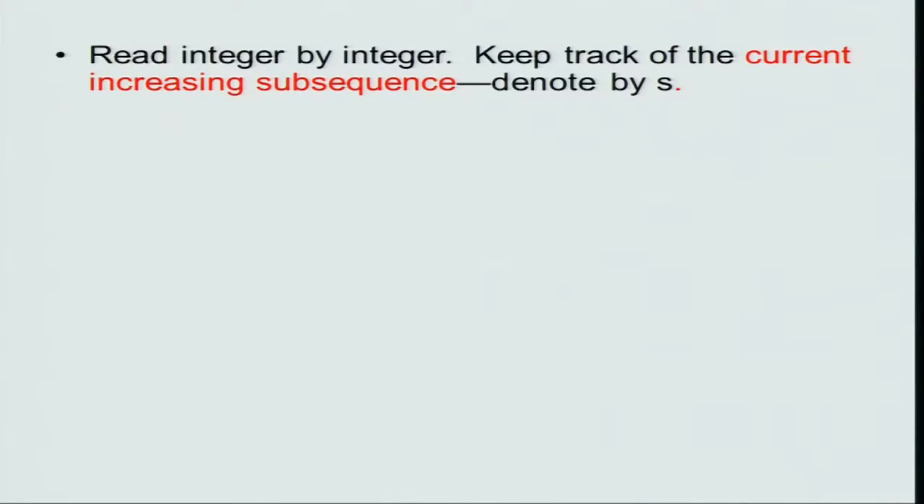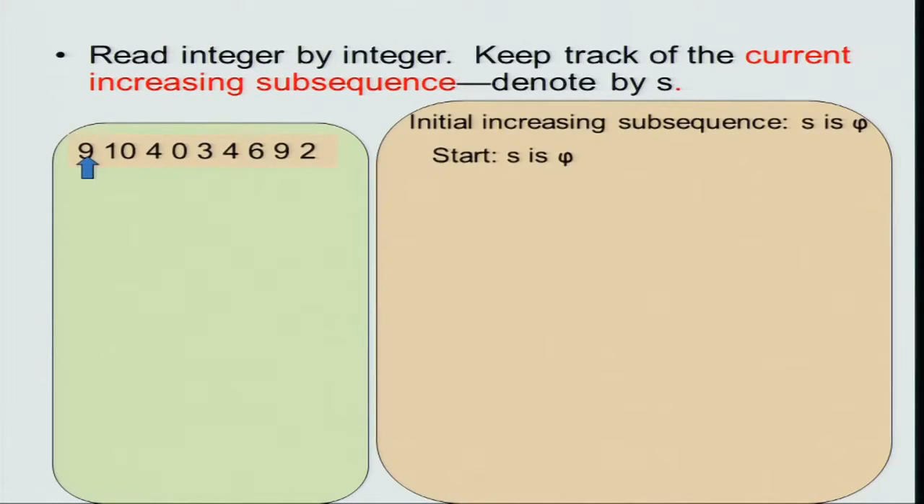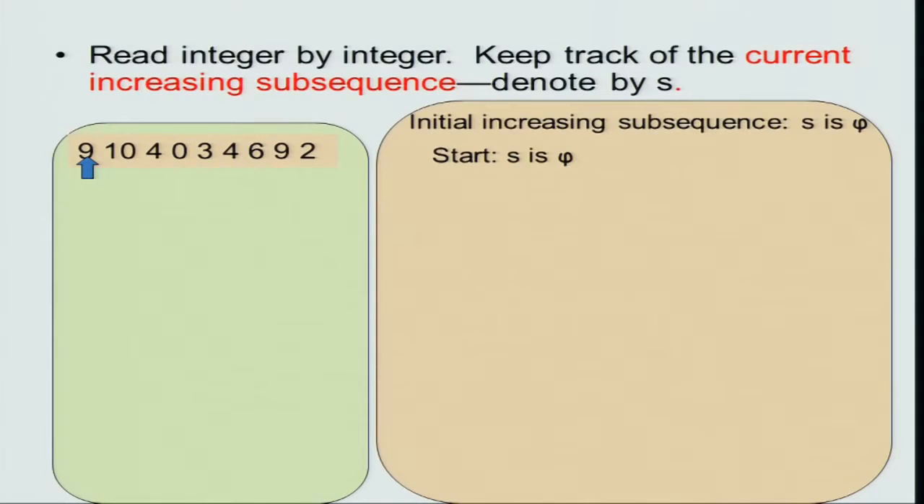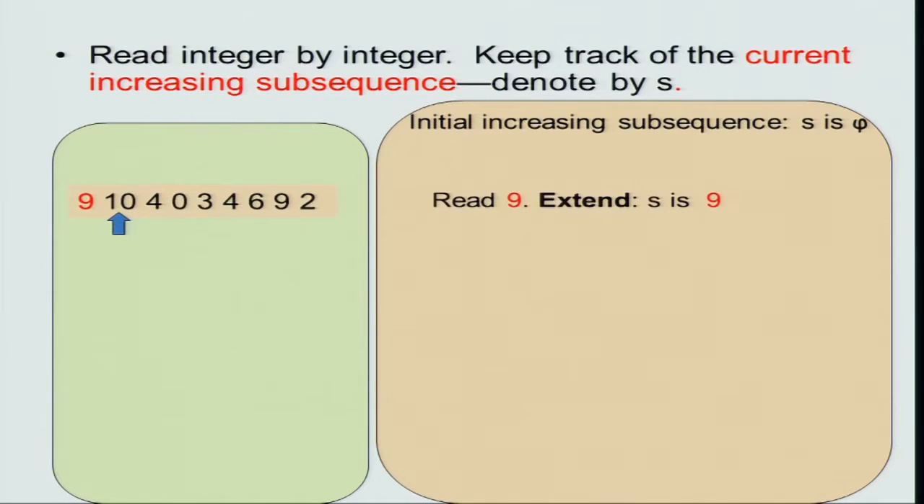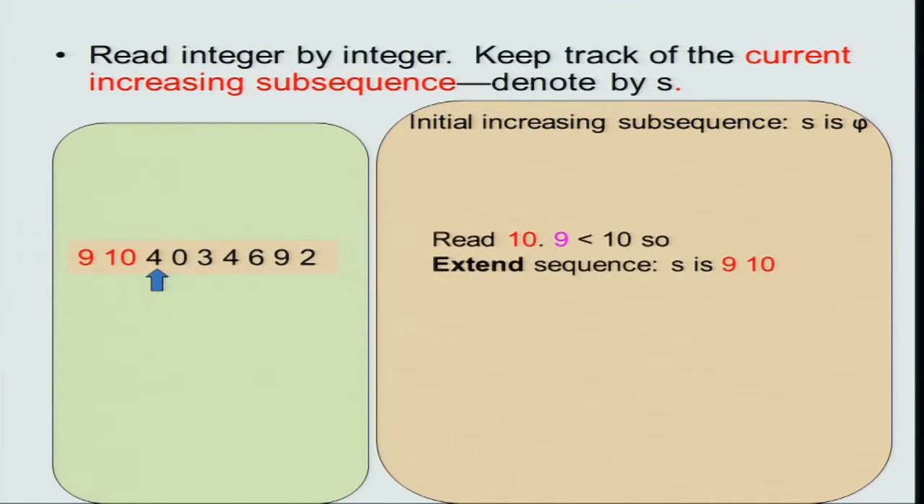So what we need to do is to keep track of the current increasing subsequence. Let us say that it is denoted by S. So before we get into the code, let's see how we will do it by hand. Initially the increasing subsequence is S, and let's say that it is empty. After you read 9, you have an increasing subsequence which consists of exactly one number. So S is 9. Now the next number is 10.